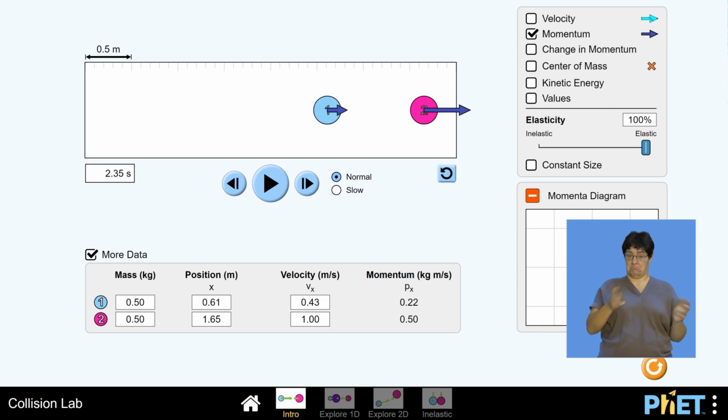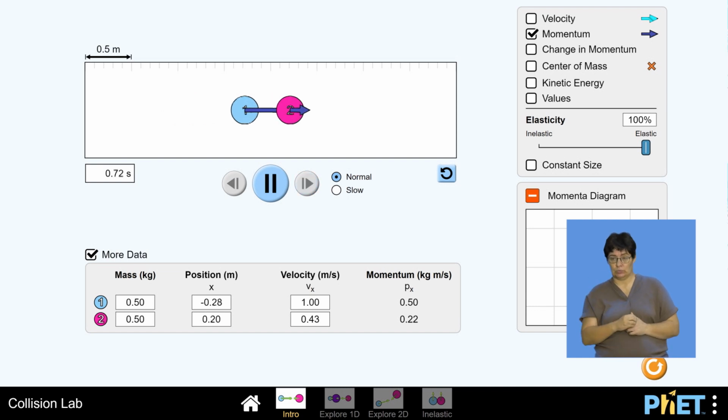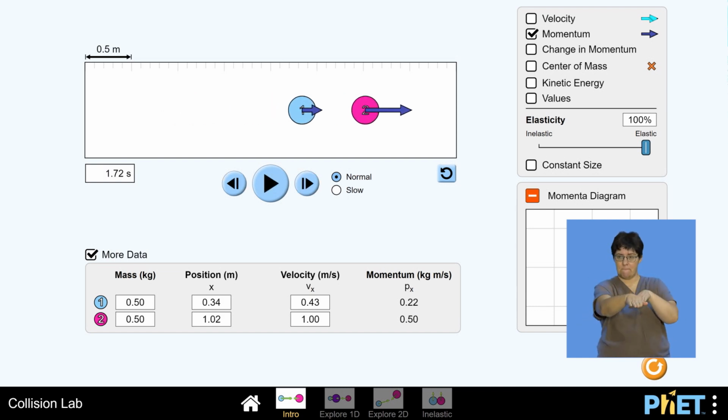Look, it's 0.72. But did you see something very important? Watch here. Because the masses are equal, number one is going at 0.5 for its momentum. Number two is 0.22. Watch when they collide. Number one is now 0.22, and number two is 0.5. Basically, they transferred their momentum to each other.